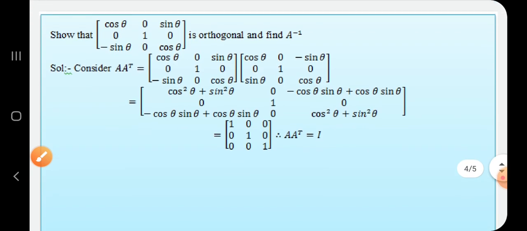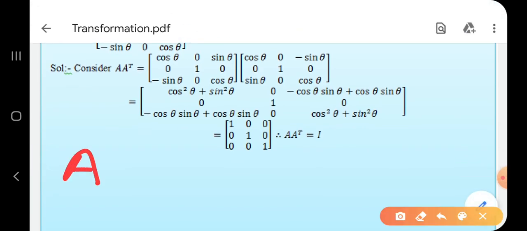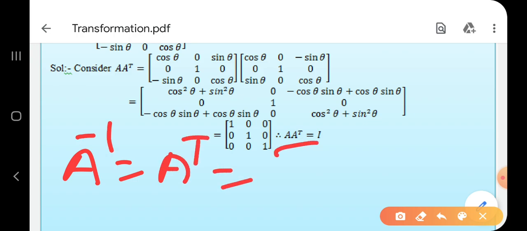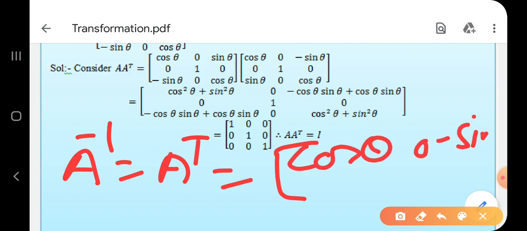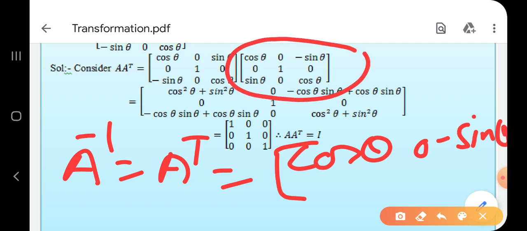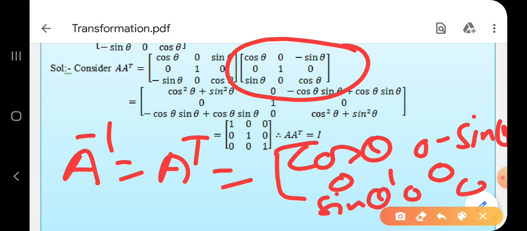If matrix A is orthogonal, it means A inverse is equal to A transpose. And what is our inverse here? Cos theta 0 minus sin theta, this matrix. 0 1 0, last one sin theta 0 cos theta. Correct?